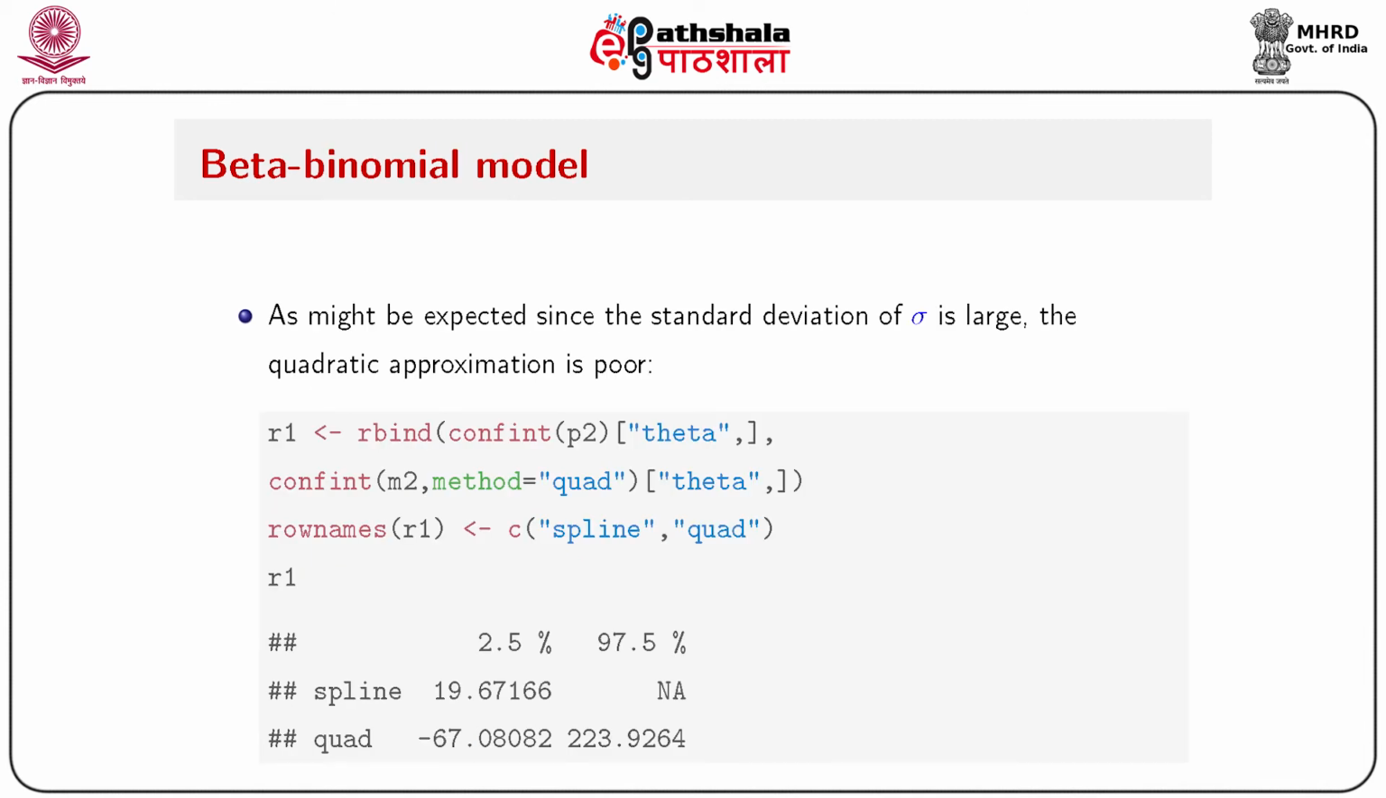And as might be expected, since the standard error sigma is large, the quadratic approximation is poor. So R1 is rbind of confint(P2, theta) with the method equal to spline, and confint(M2, method = quadratic) for theta. Now the row names of R1 are spline and quadratic. So the spline and quadratic methods' 95% confidence intervals are as follows.